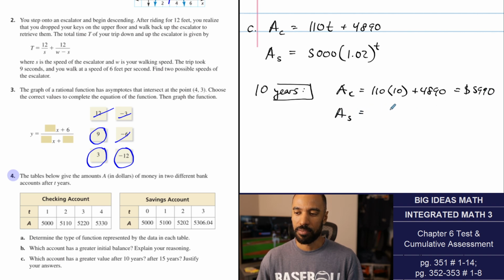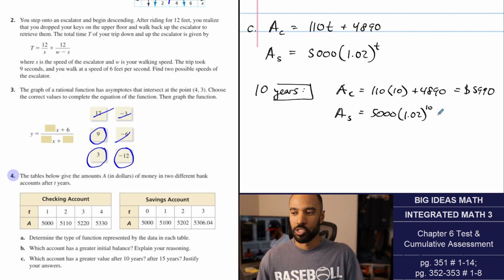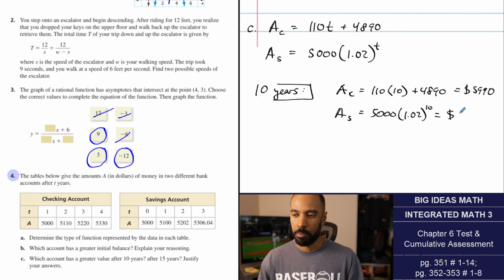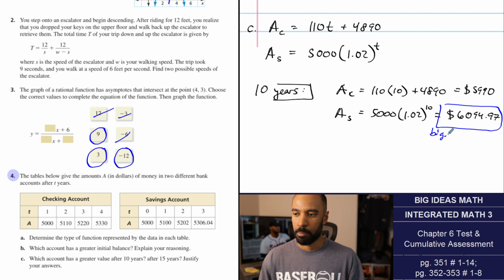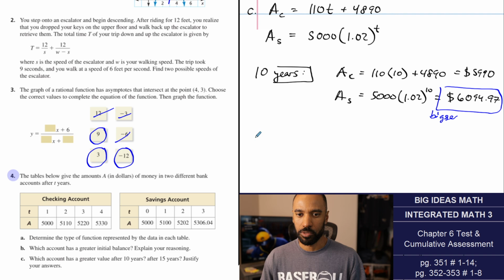Whereas on the savings account, you start with more, but maybe it has a slower increase over time. So we'll have to see if it actually has more or not. After 10 years, this is 5,000 times 1.02 raised to the 10th power, which I'm doing in my calculator. And I'm getting more money here, $6,094.97. So bigger. 15 years later, there's no reason why this exponential function won't still be eclipsing it, I think.